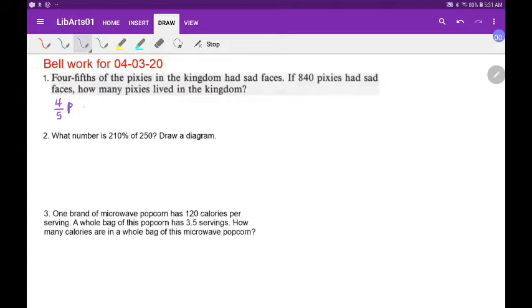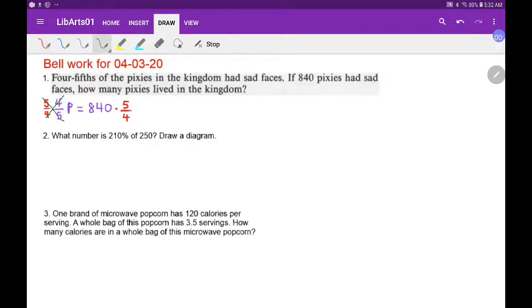It tells me that 4/5 of the pixies in the kingdom had sad faces, and that number is 840. So I'm going to say equals 840. And then I can solve for P, which is the total number of pixies, whatever pixies are. I want this 4/5 away from the P, so I'm going to multiply by 5/4, which means I'm going to divide by 4 and multiply by 5.